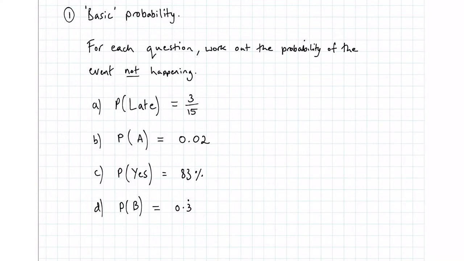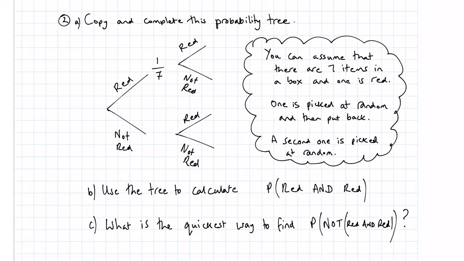On to question 2. We've got a partially drawn probability tree. You need to copy that tree into your maths book and complete it. Again, it uses a concept of something happening and something not happening, so it's the same idea as question 1. You've got the information about the actual experiment here, about the fact there are 7 items in a box. 1 is red, the rest are not. And you pick an item, put it back, then pick another item.